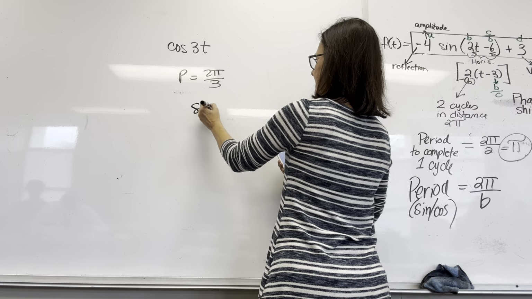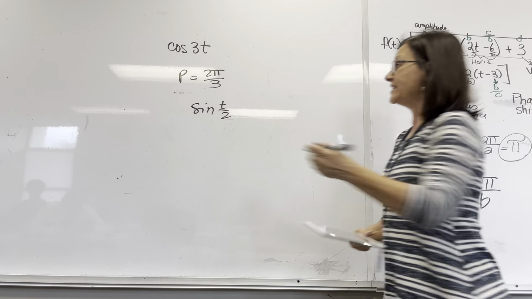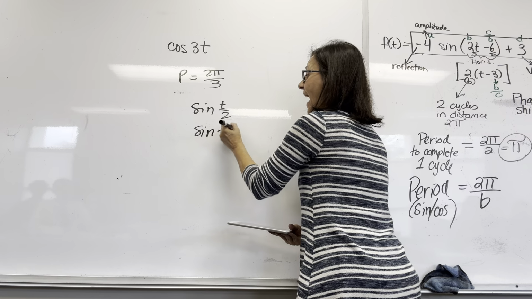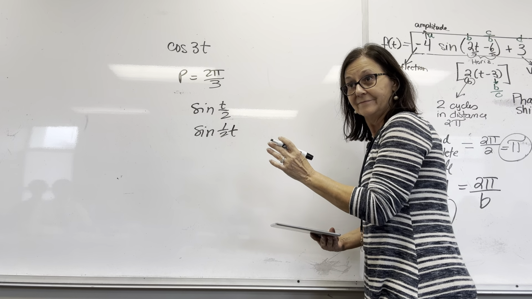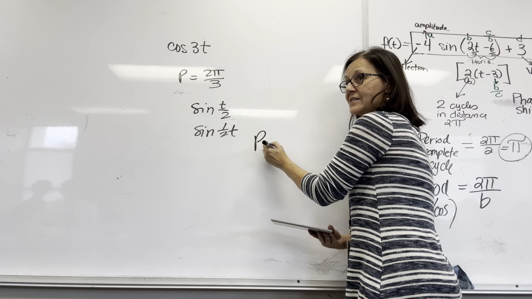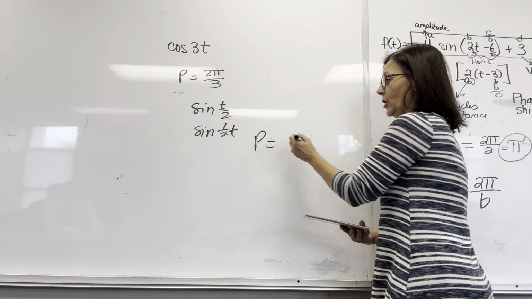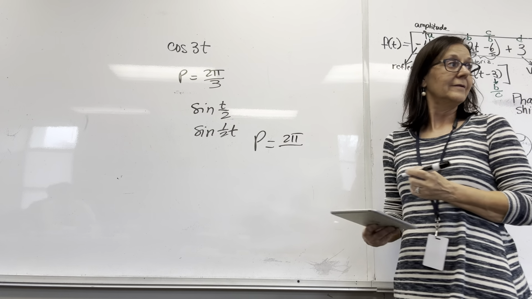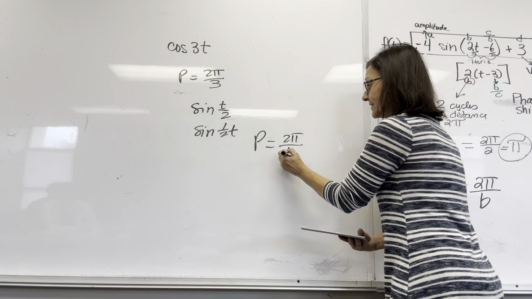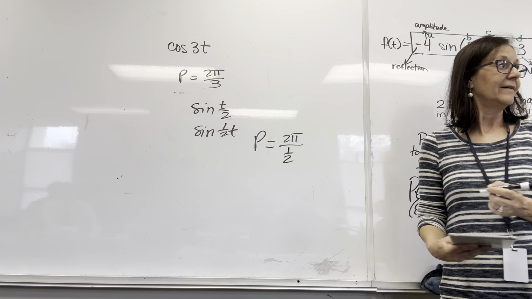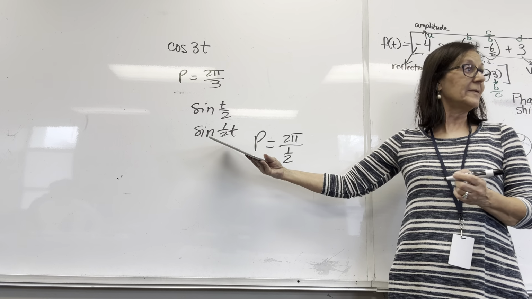All right, look at B. What am I going to do with the sine of t over 2? That's the same thing as the sine of 1/2 t. Right? So the period is what? Say it. 2 pi over what? 1/2. Yes. Because this 1/2 is in our B position.